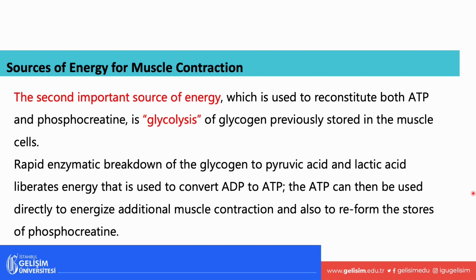As I said in the previous slide, another source for muscle contraction is glycolysis. Glycolysis involves breaking down glycogen that we find stored in muscle cells into pyruvic acid and lactic acid, which release energy. This energy is then used to rephosphorylate ADP and generate new ATP, which can directly power additional muscle contractions and also can be used to reform phosphocreatine stores.